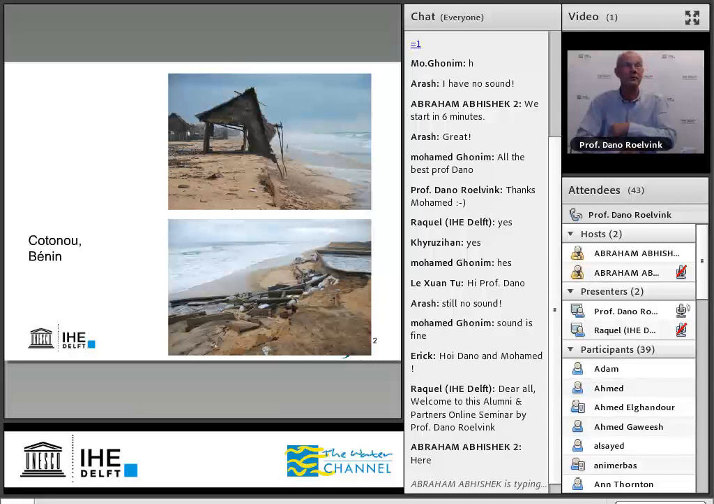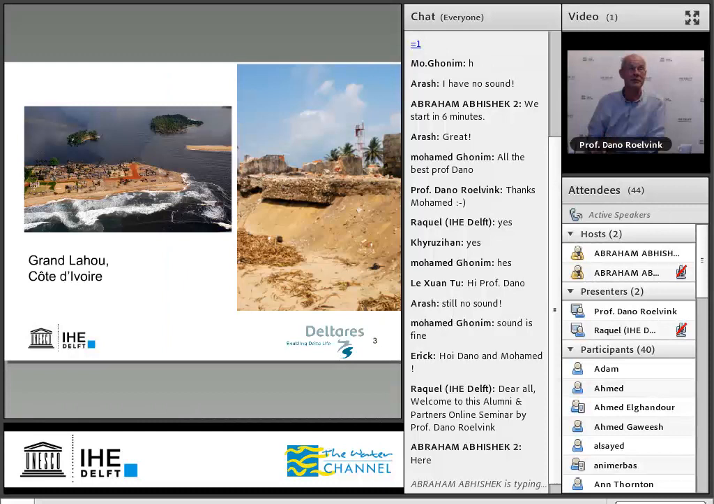First of all, a bit of motivation. I've been able to visit many places along coasts in the world that have this kind of problems. Here we have a dramatic situation in the lee of a port in Benin in West Africa. You see houses and infrastructure falling into the sea.